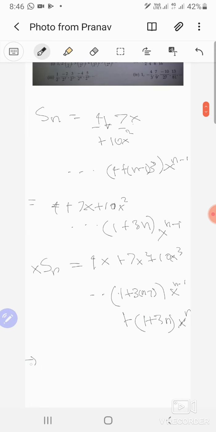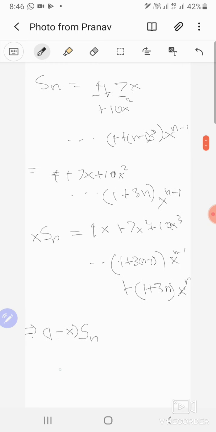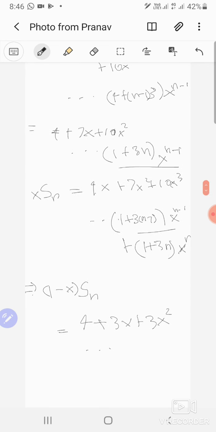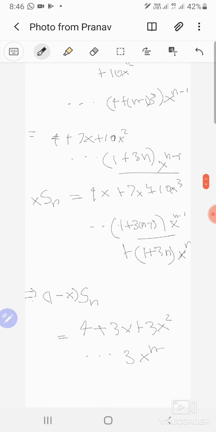Okay, now let's subtract these two equations. That will give me 1 minus x times Sn. So you got that 4 over there, you got 7x minus 4x is 3x, plus 3x squared plus 3x to the third power, keeps going like that till you have this thing 1 plus 3n x to the n minus 1 minus this thing, that's going to be 3 times x to the n minus 1, and the last term is 1 plus 3n. Oh, it's supposed to be in subtraction.